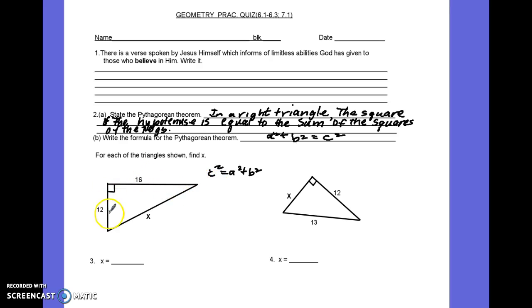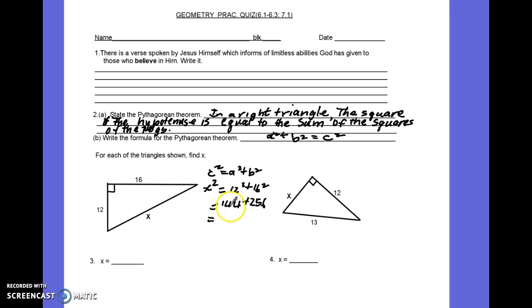And now it's important to identify the hypotenuse. Is it going to be 12, 16, or x? The hypotenuse is always the longest side of the triangle, and this is the one opposite the largest angle. So the hypotenuse here is x, and that is squared. It's equal to 12 squared plus 16 squared. 12 squared, you know, is 144. 16 squared, you might not know, but it's 256.